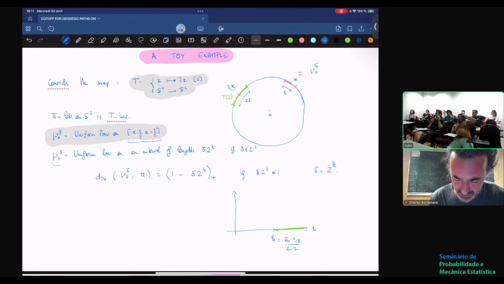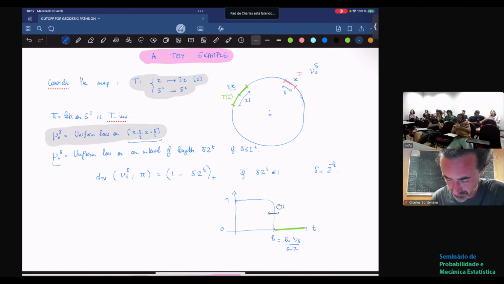Sorry, I think you mean delta equals 2 to the minus k, right? Oh yes, thank you. And then before that, it's given by this formula, but it's very close to 1, except when it becomes very close to k, and the window in this case is just of order 1. So this is a picture when delta is exactly 2 to the minus k.